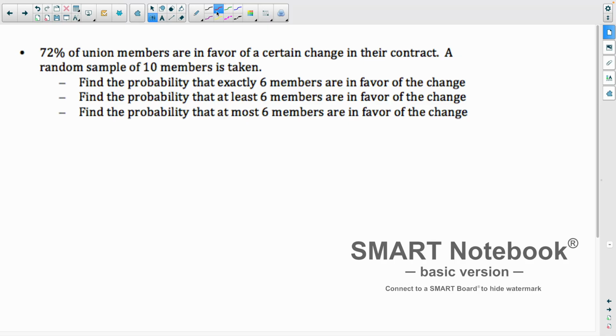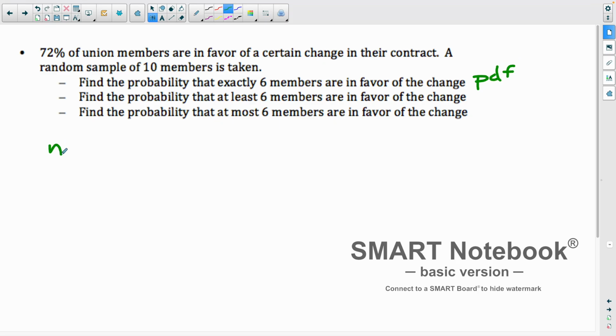All right, here we go. Let's take a look. 72% of union members are in favor of a certain change in their contract. I choose a random sample of 10, and I want to know this. The first one: the probability that exactly 6 members are in favor of the change. What am I going to use? PDF.